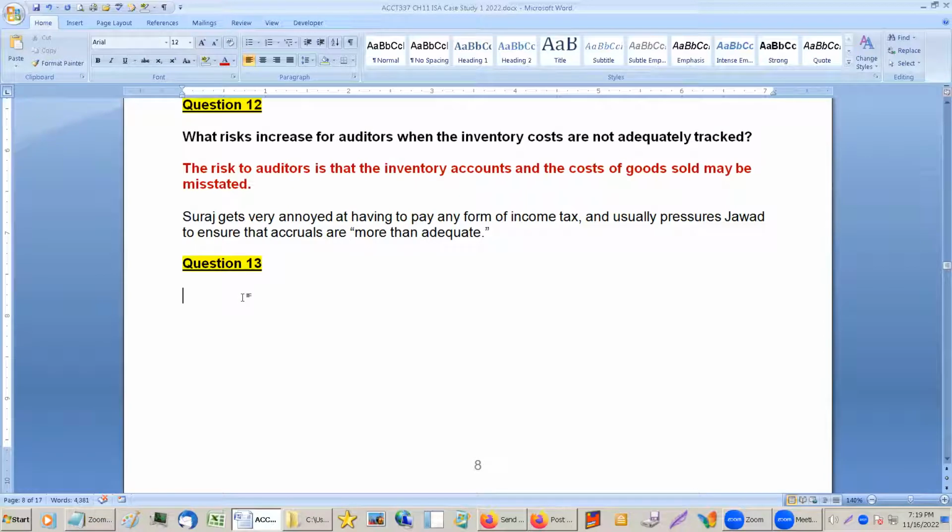Okay, question 13. Siraj gets very annoyed at having to pay any form of income tax and usually presses Jawad to ensure that accruals are more than adequate. Okay, this kind of goes back to the dangers of having someone who's overbearing, someone who controls everything, basically.